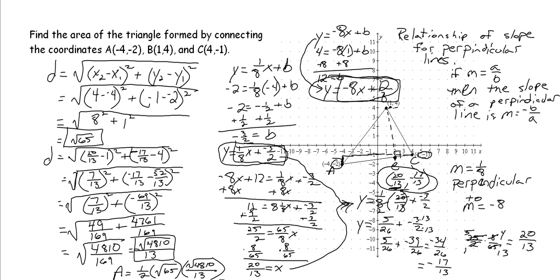We'll do this simply by typing it in our calculator. 1/2 times the square root of 65 times the square root of 4,810 divided by 13. And I get the area to be 21.5 square units.